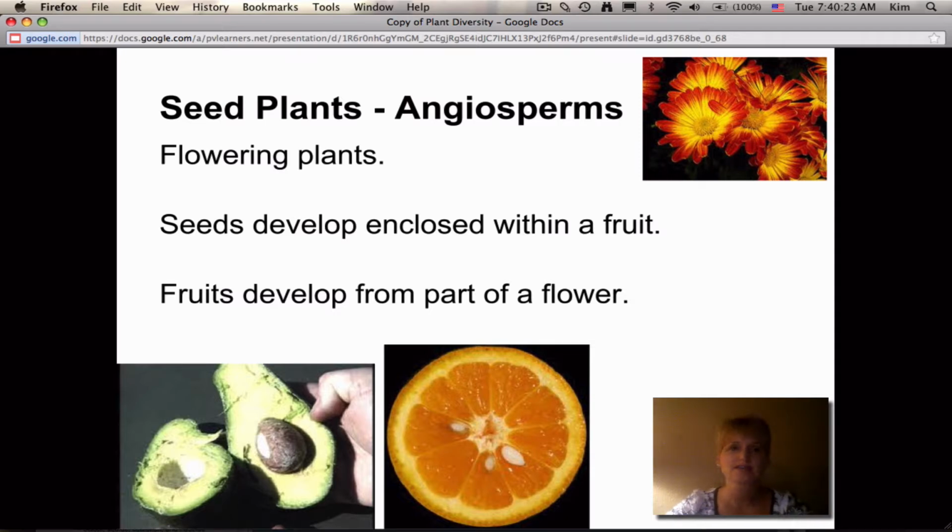And then the other seed plants are called angiosperms, and these are all the flowering plants. So all flowering plants have seeds that develop enclosed within a fruit. And it's really easy for us to think about fruits. We think apples and oranges and grapes and watermelon. Those are fruits to us. But this would also include things like peas, because the seeds develop inside of the pea pod. We would call that a fruit technically. And the fruits develop from part of the flower.